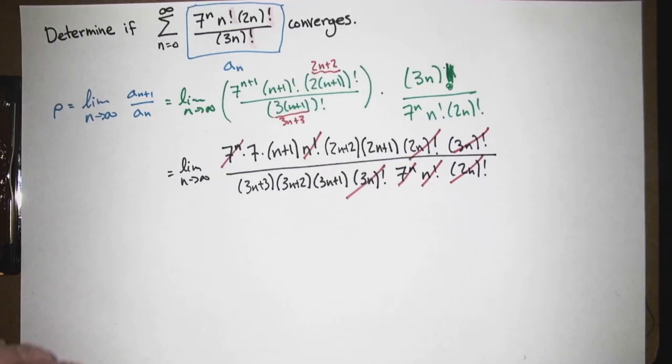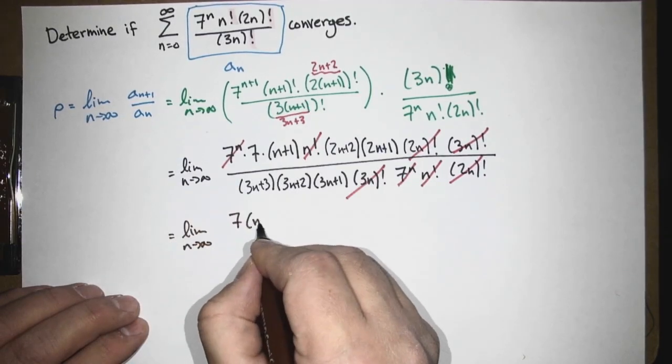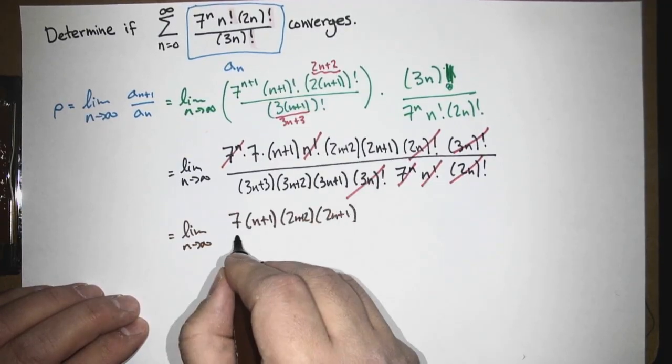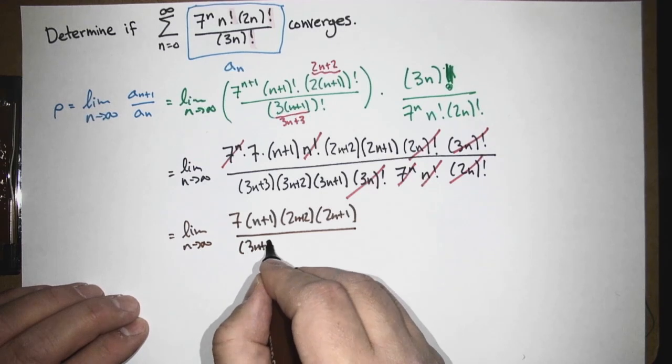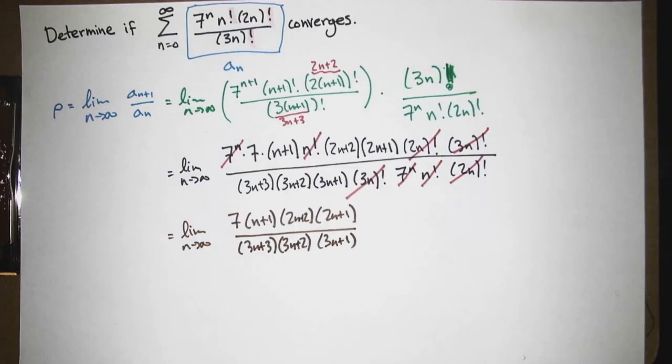Okay. So this is the limit. As n goes to infinity, what's left? Well, we have a 7, n plus 1, 2n plus 2, 2n plus 1, divide by 3n plus 3, 3n plus 2, and 3n plus 1. Okay, can we take the limit of this? It's a polynomial over a polynomial. That's a good sign. Now there's a couple ways we could do it. We probably could just say, and that is the number, if we're very practiced at it.